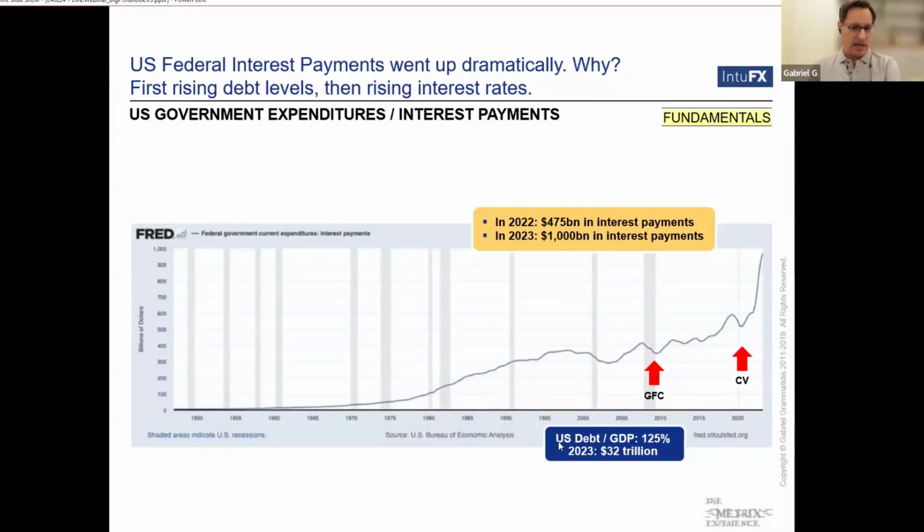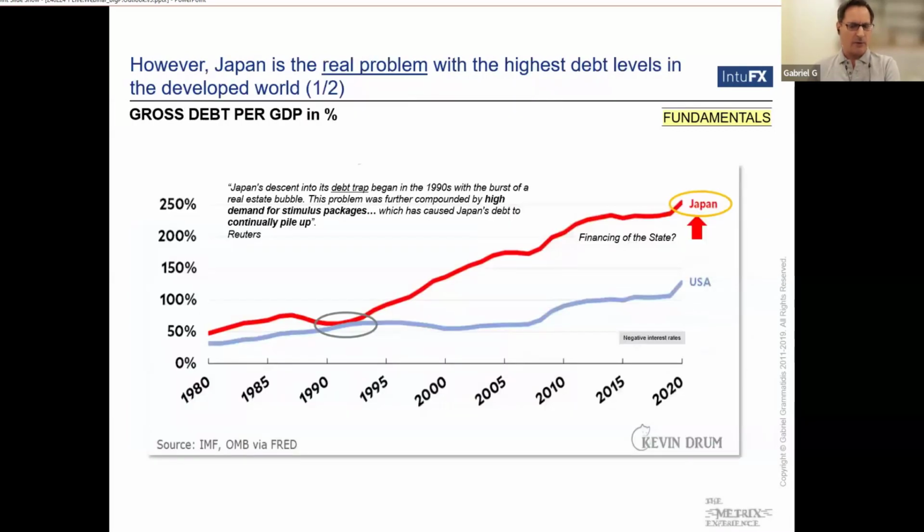In the US, it's high. It's 125 debt per GDP. That's quite high. However, if you compare it to Japan, and this is why I say the bigger problem is in Japan. It's not so much the US, because in Japan, the debt per GDP is well above 200%. And the US is in this area, so there's a huge gap.